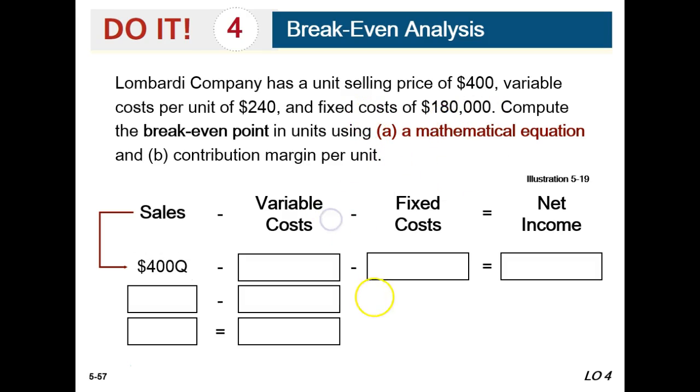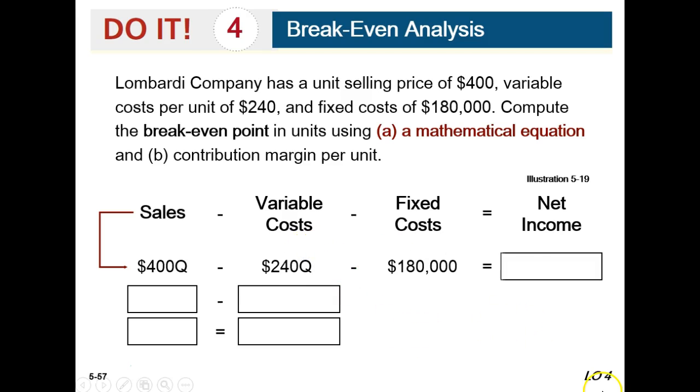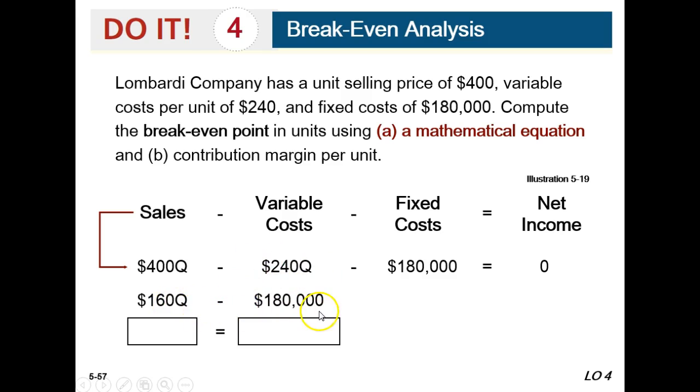So basically, our 400 minus our variable costs minus our fixed costs is going to be net income of 0. Our 160 is our contribution margin per unit. Minus the fixed cost of 180 means we need to sell 1,125 units to break even. Okay?